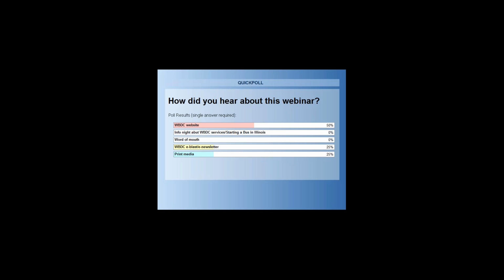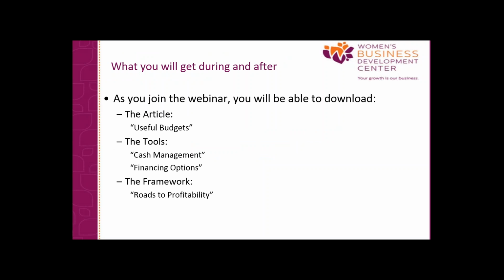Terrific. Okay, so let's dive into this. The documents that you'll have in the handouts are listed here. There's an article that you can read later. It's fairly short. The articles that we have on Growth Wheel are quite user-friendly to read and valuable. And then the tools and the framework that we will be going over as we go through. Again, they do need to be downloaded while you are on the call.